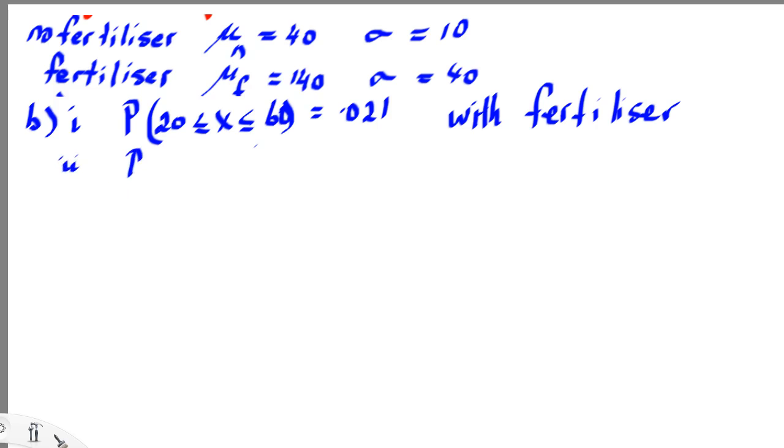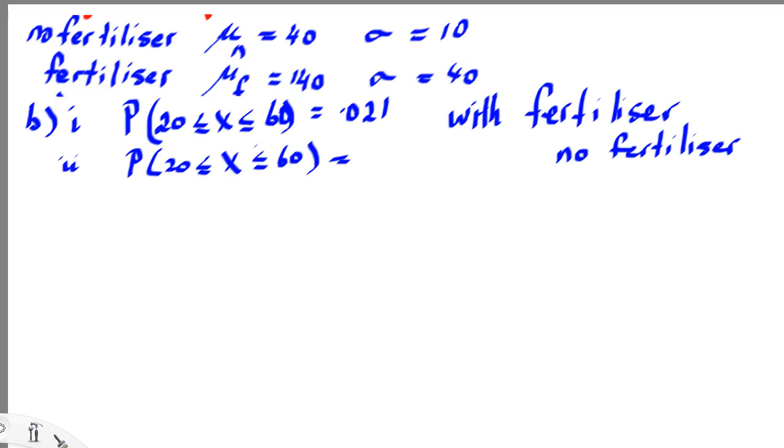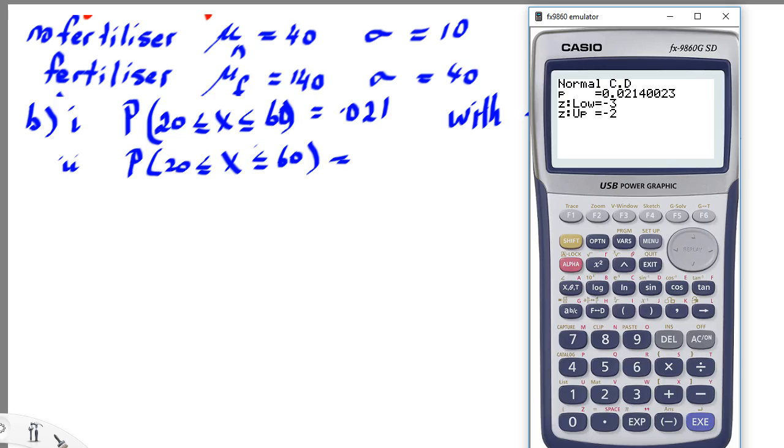Part 2 is the probability for the same weight range, but no fertiliser. So if we exit, the lower and the upper limit are unchanged, but the standard deviation is 10 and the mean with no fertiliser is 40. And the probability is 0.954.